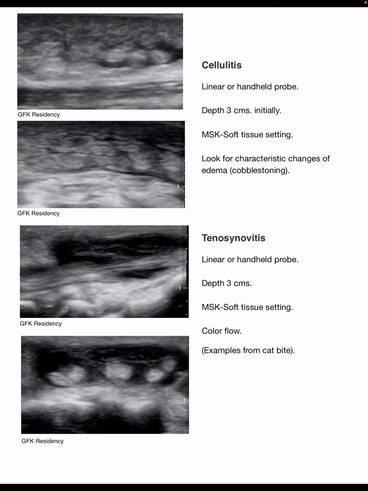Cellulitis is another common complaint. A linear or handheld probe is optimal, and there's a characteristic change in the soft tissue, superficial soft tissue, called cobblestoning. On the other hand, tenosynovitis will show the presence of fluid within the tendon sheath or around the tendon.